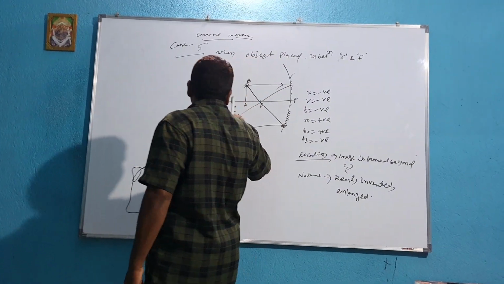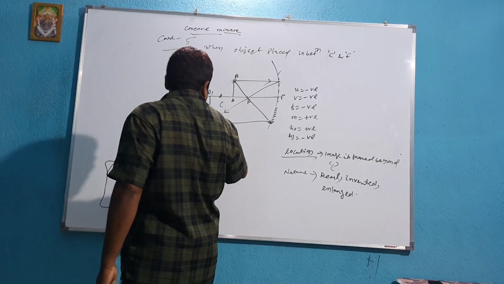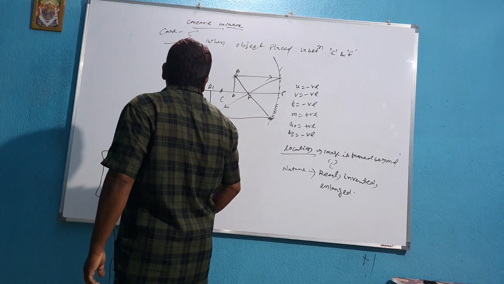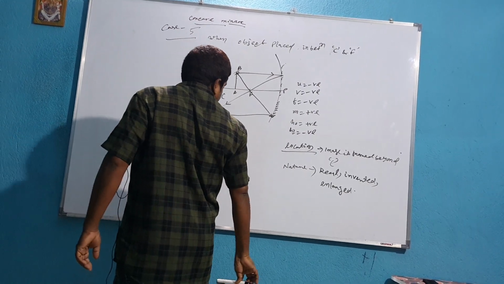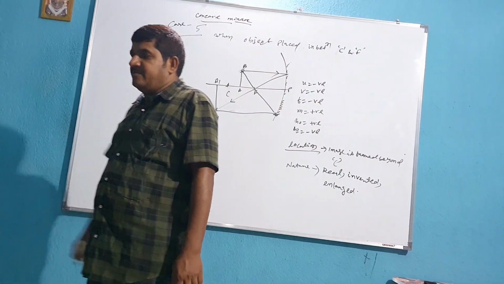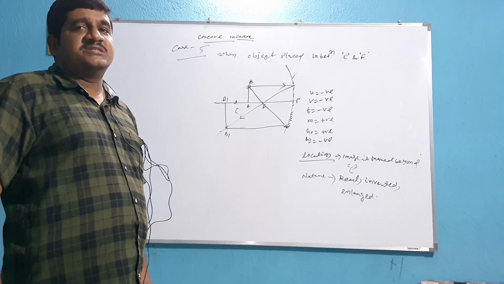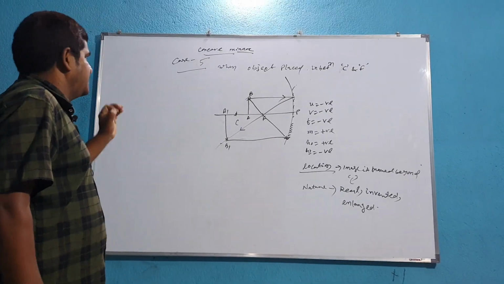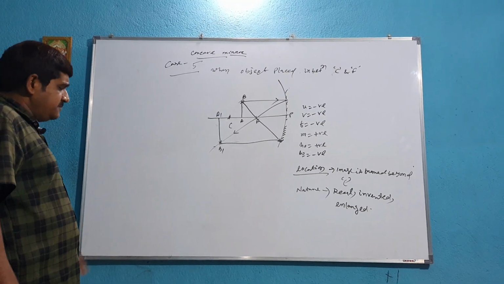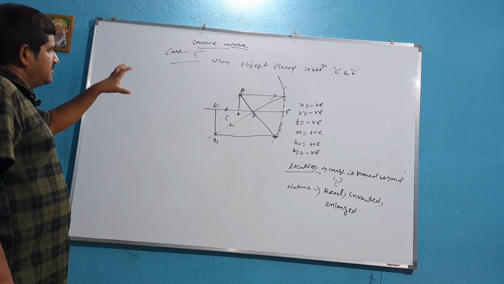This is the image, this is the object, this is beyond the principal axis, size will be enlarged when it is formed in front of the mirror. This is real. Okay, this is case 5. Next one is case number 6. These 5 rules, these 5 cases are in case of concave mirror.